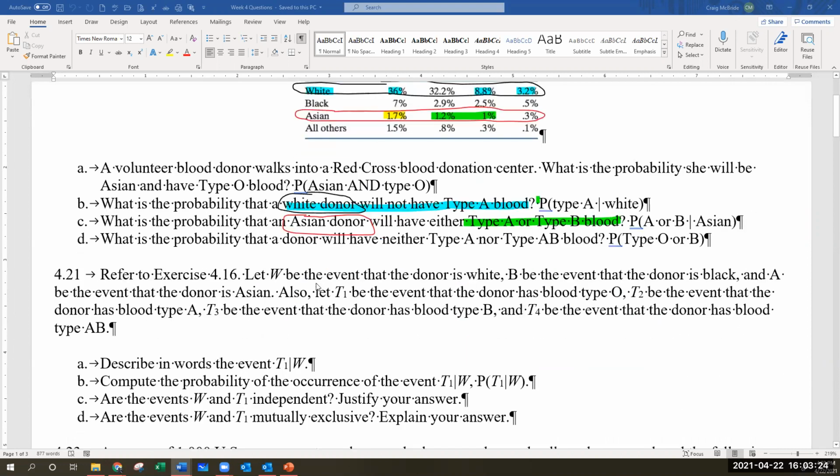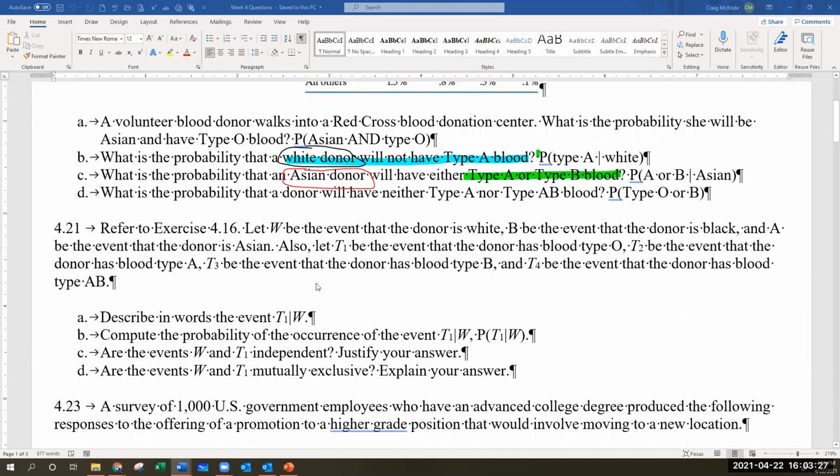When I sent you my test, are there events where white and whatever T1 is are independent? Mm-hmm. And I'm thinking like in the world. Right, instead of what it means to be independent in probability. So for 421C, for the first one, a donor has type O blood given that they are white. Is that how we say that? For part A, yes, for 421A. Okay, that's what I thought. And then C, okay, are they independent? I said no, they're not independent because being white and having type O blood impact each other. I think I'm saying that wrong.